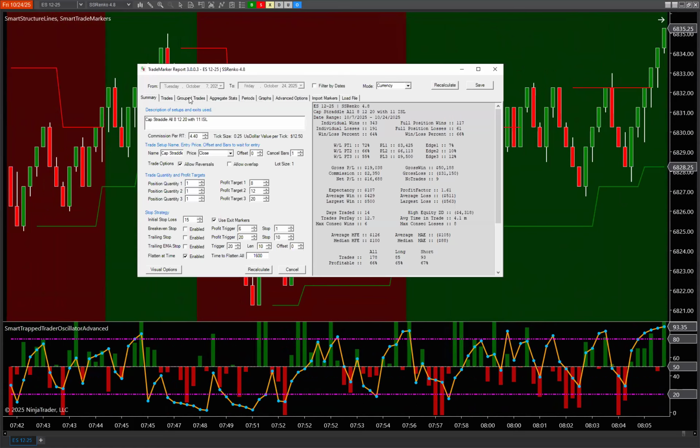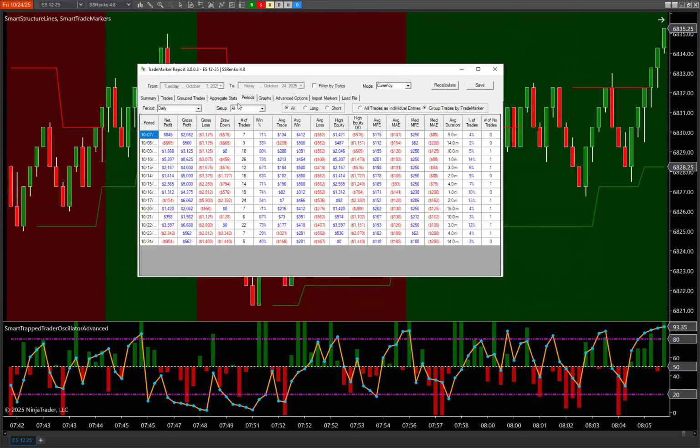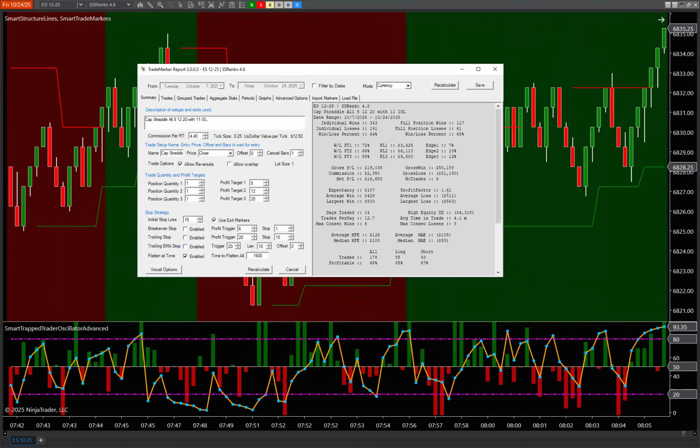So let's compare some things that would be important to us: drawdown, large loss days, average win size to loss size, number of winning days, all of those things. But the biggest thing is profitability, right?